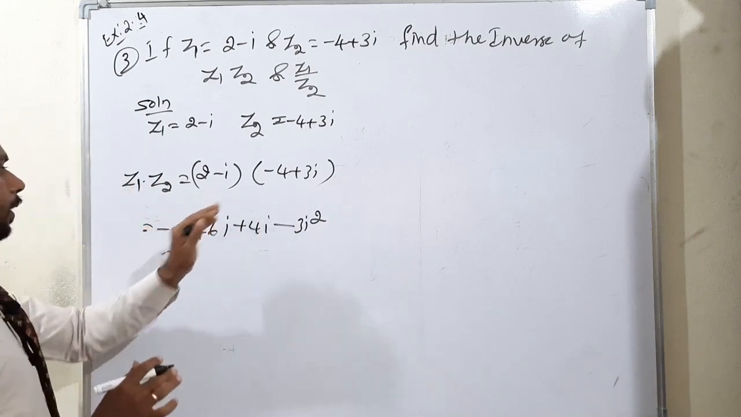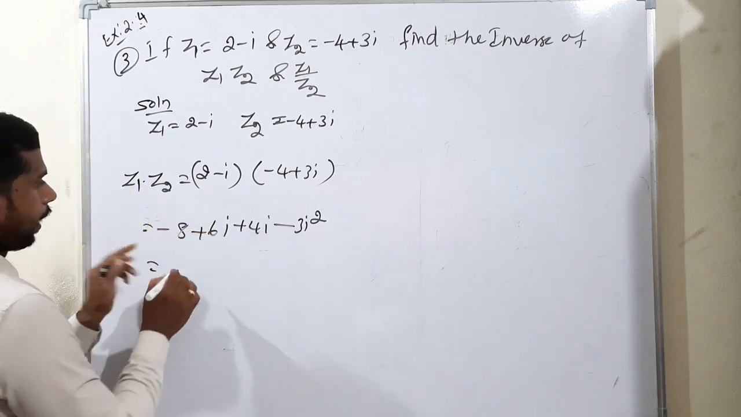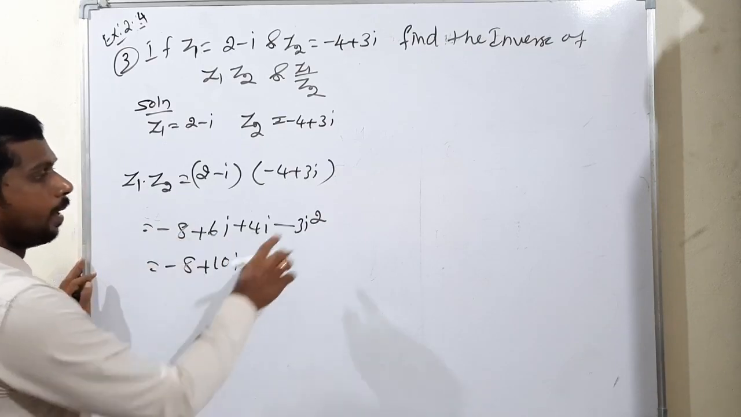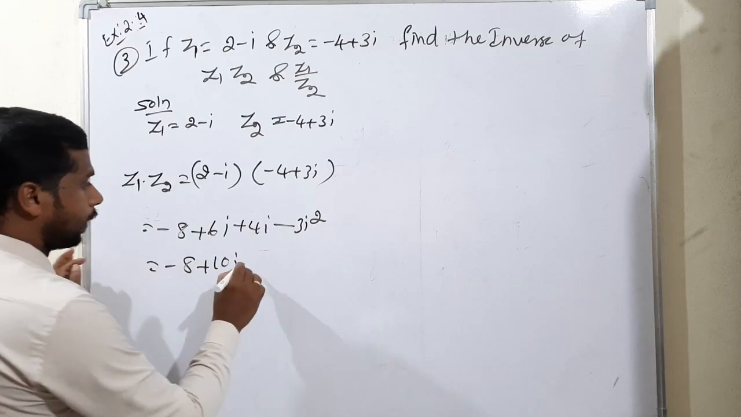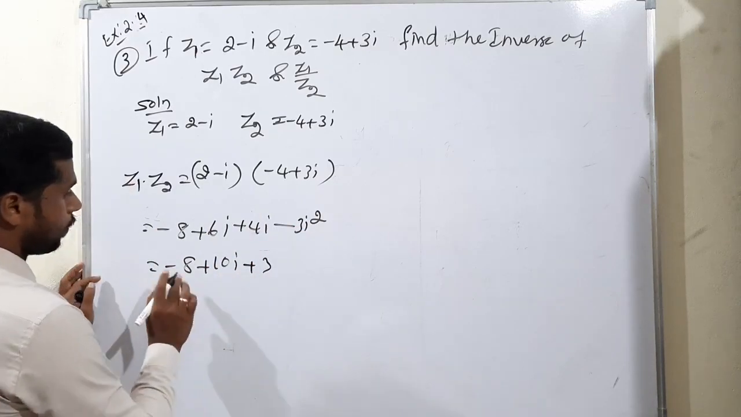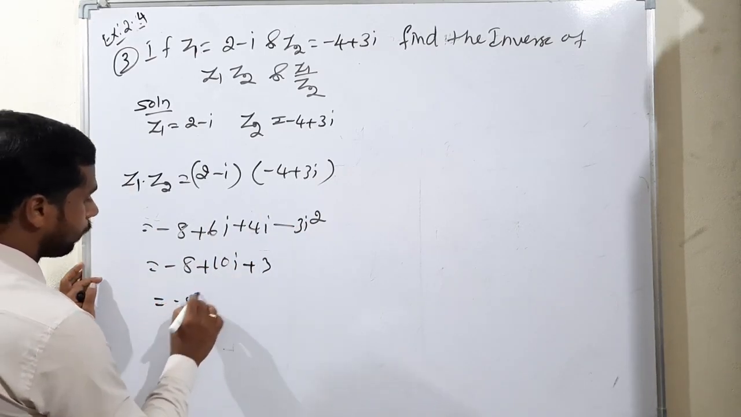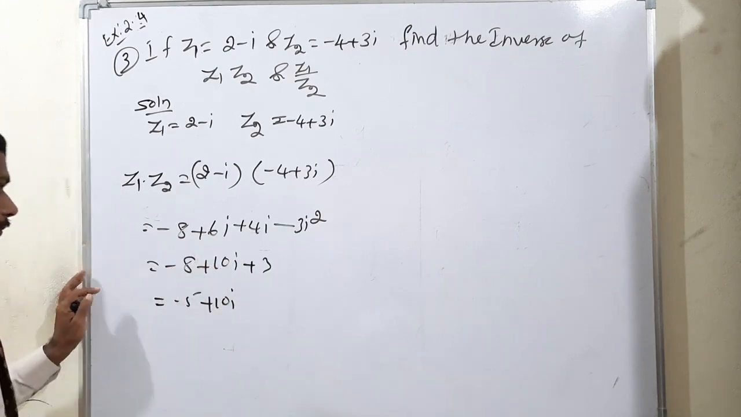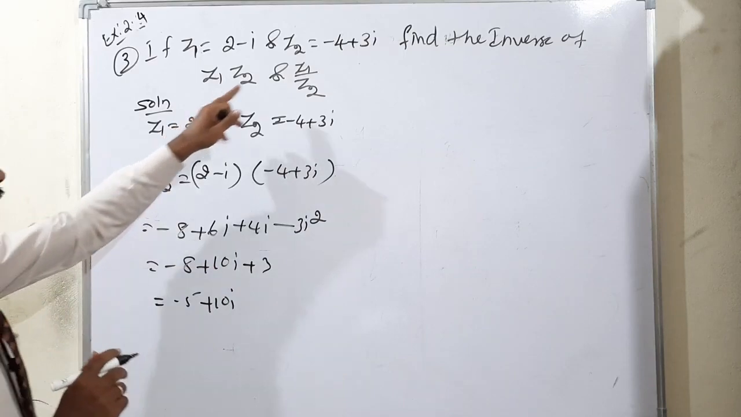Now again, minus 8 plus 6i plus 4i means plus 10i. I square means minus 1, we have a common minus, therefore plus 3 will come. Minus 8 plus 3 means minus 5 will come. So Z1 Z2 is minus 5 plus 10i. Then we need the inverse.